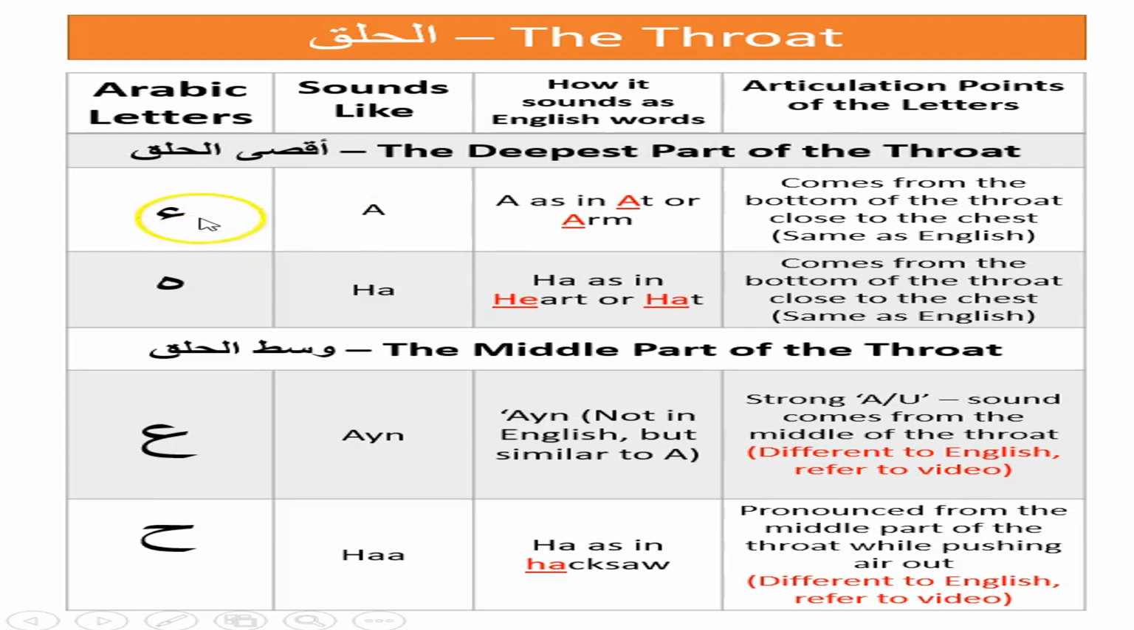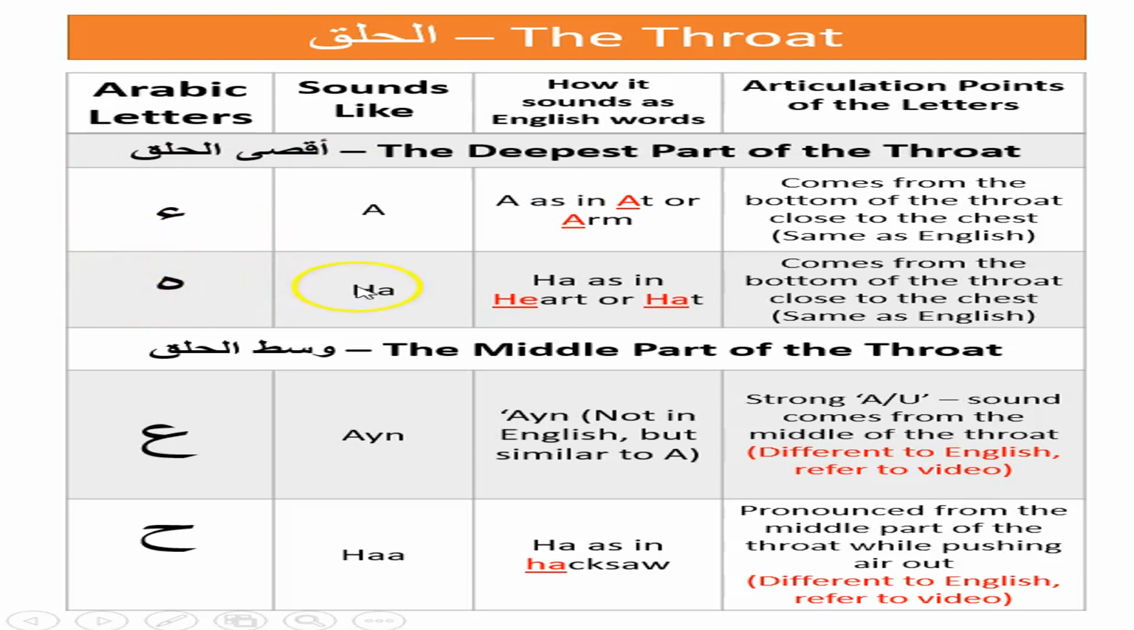So one important thing to consider here, Hamza. Now, alif can never have a haraka on it. Alif is only ever a med letter. So if, for example, you see an alif written in the Quran and there's a haraka on it, in actual fact it's not an alif, it's actually a Hamza. And that comes from the bottom of the throat. It's the same as English, just like at or arm, there's no difference at all. So that comes from Aqsa al-Halq, the deepest part of the throat.